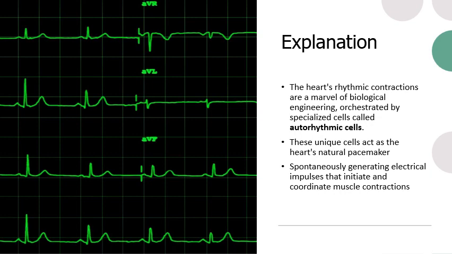Now let's delve deeper into the intricate mechanisms behind this vital process. The heart's rhythmic contractions are a marvel of biological engineering, orchestrated by specialized cells called autorhythmic cells, which we talked about previously. These unique cells act as a heart's natural pacemaker, spontaneously generating electrical impulses that initiate and coordinate muscle contractions.